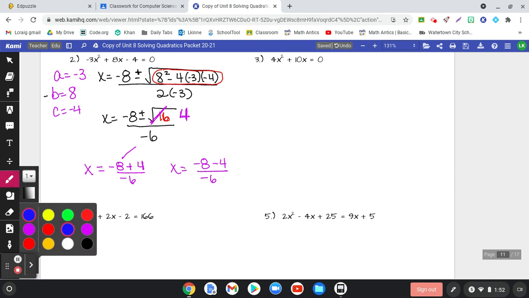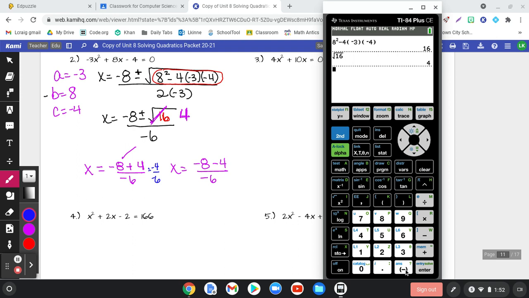Okay, so negative 8 plus 4 is negative 4 over negative 6. Let the calculator simplify for us. Alpha y equals, enter to get your fraction. Or just negative 4 divided by negative 6. Just use your down arrow. And you type the negatives right in, and it takes care of it, okay? It tells you it's positive and it simplifies your fraction. And that's a 0 that we wouldn't have seen on the graph.